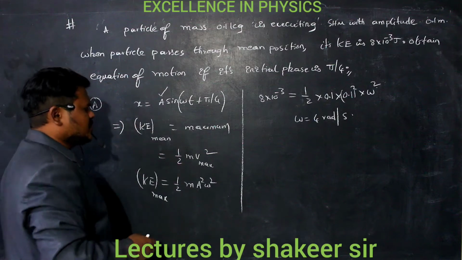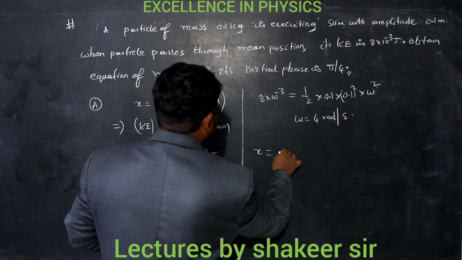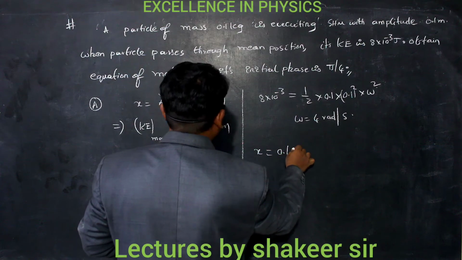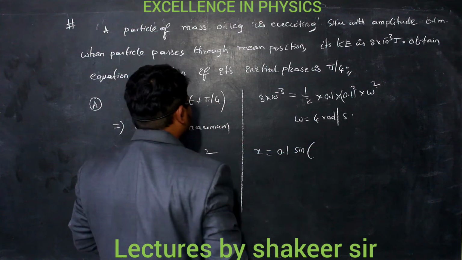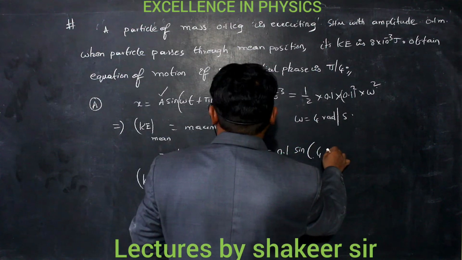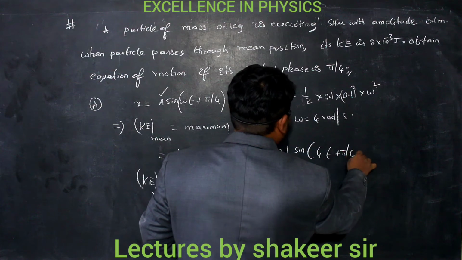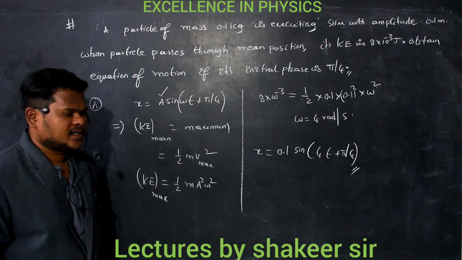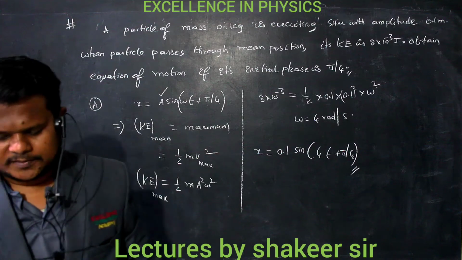Now just substitute in this equation. So x = A sin(ωt + π/4). The A value is 0.1, and ω is 4. So x = 0.1 sin(4t + π/4). This will be our required equation for a particle performing simple harmonic motion.